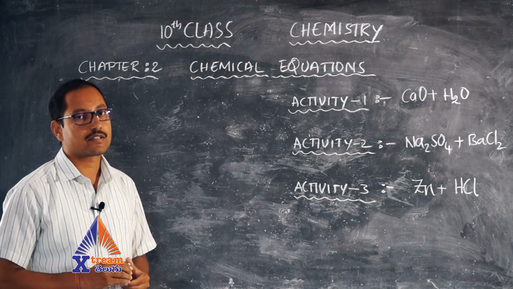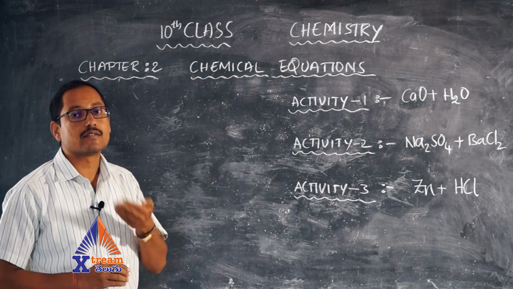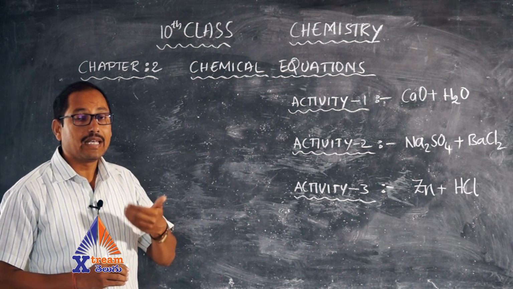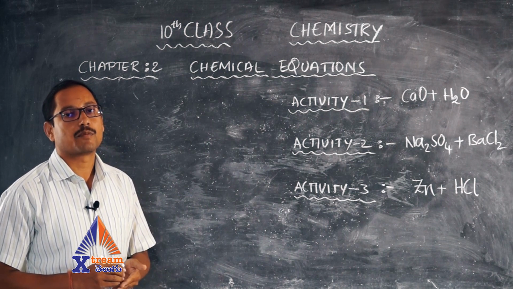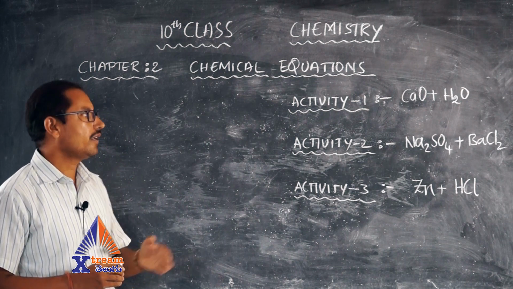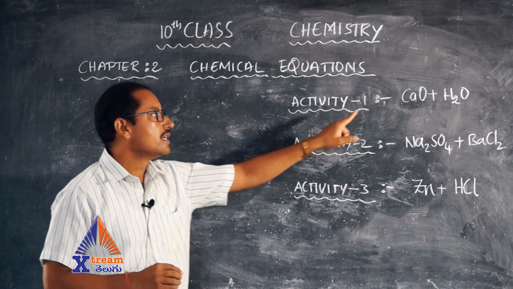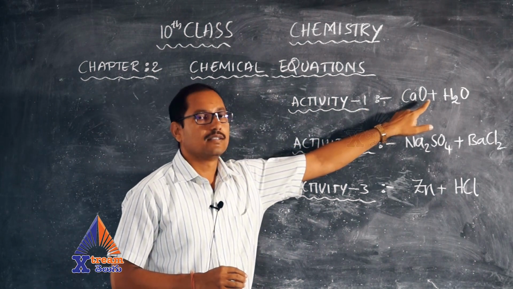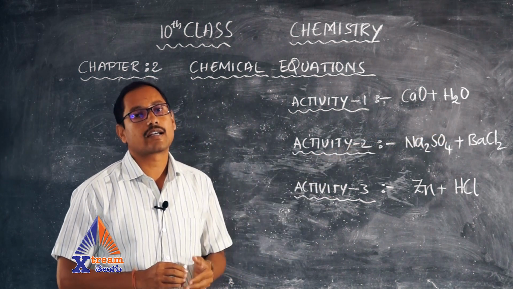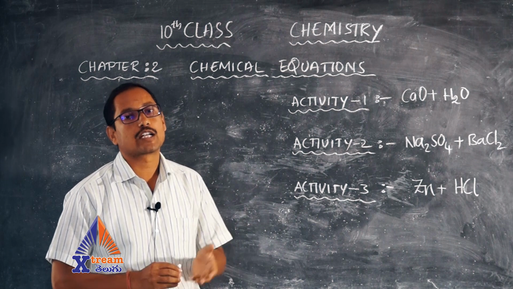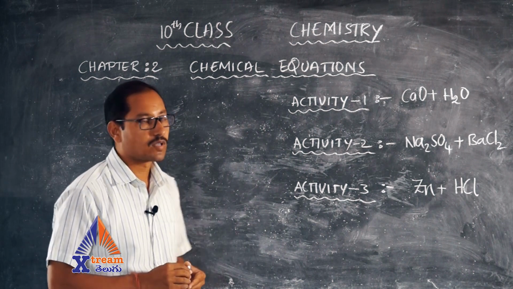So let us try to understand what is the activity and what is the meaning of this activity or conclusion that is to be taken from this activity. So let us have a glance at activity number 1, that is nothing but calcium oxide and water. If they are made to react with each other, then what will happen? Let us try to understand.